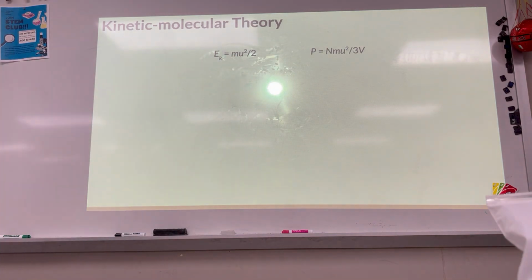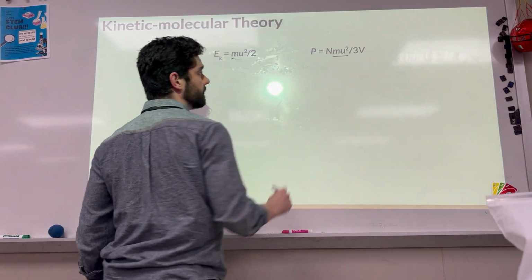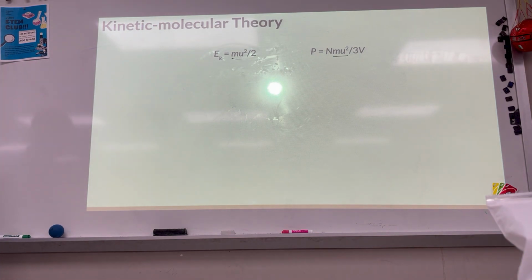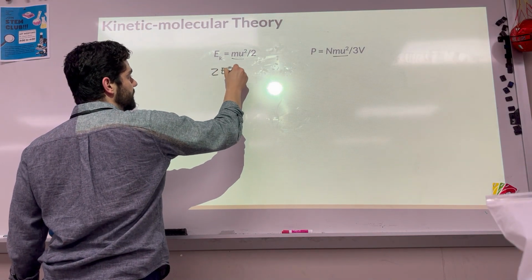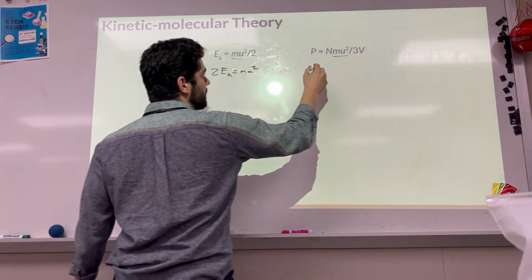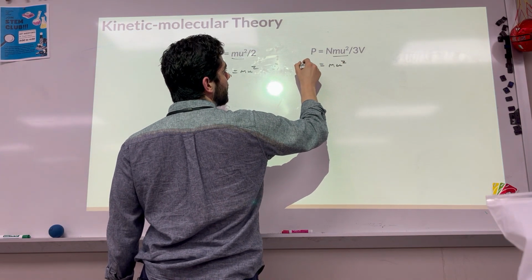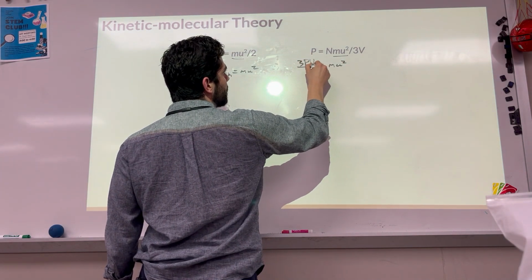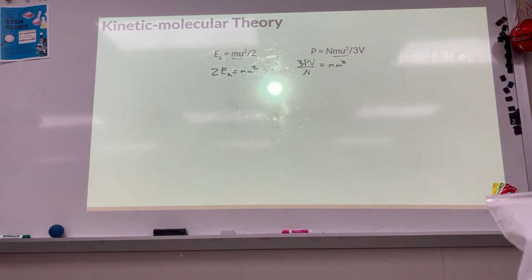Notice how both of these equations have mu squared in them. So that means if I wanted to, if I felt like it, I could solve both of these for mu squared. 3PV over N. Did I do that right? Yeah.